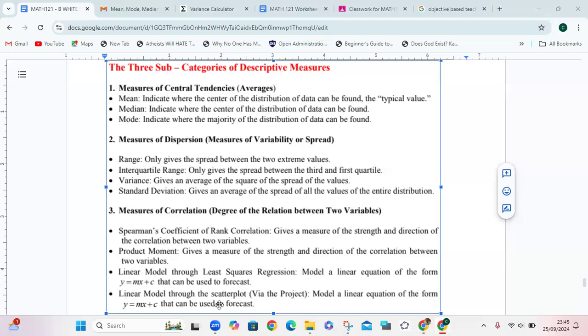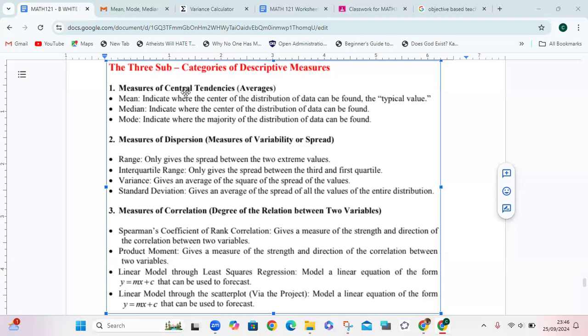So there are two main categories: population parameters and sample statistics. And you have three subcategories: measures of central tendency, measures of dispersion, and measures of correlation. Measures of central tendency gives you an average. It's like a central number. Some values will be more than the average, some values will be less than the average.